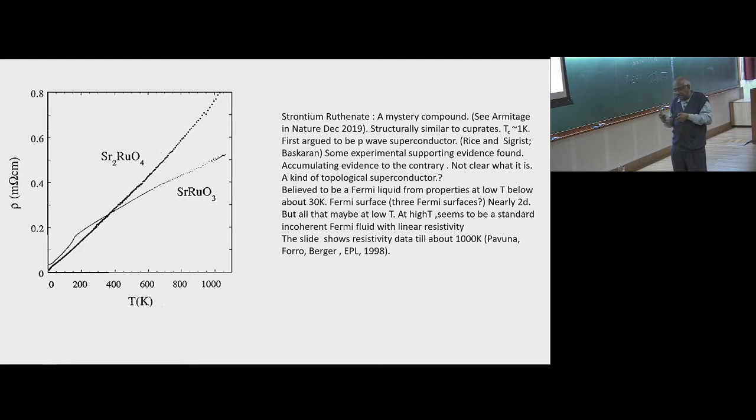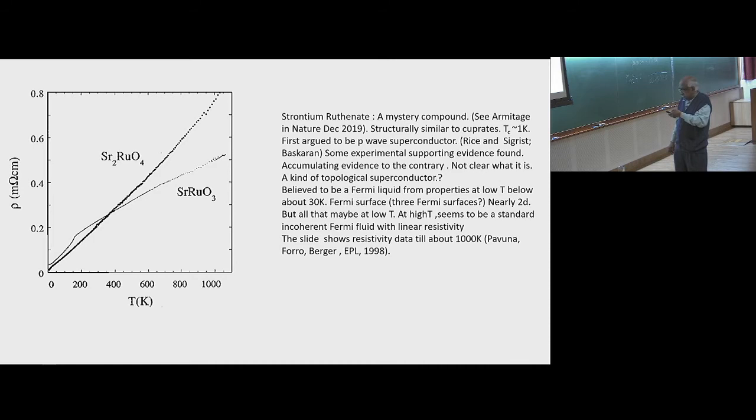But people are not so sure anymore. At very low temperatures, it does seem to be very coherent, like a very few degrees. But then above that, it becomes incoherent. It is quite possible that because of the presence of ruthenium, there is some topological superconductivity in this system. Okay.